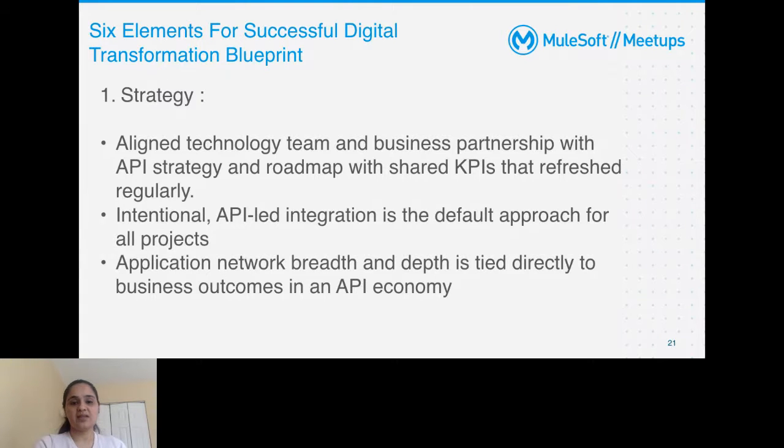Second point is that API-led integration should be the default approach for all the projects. For this, executives need to make it very intentional and mandatory across the organization. That will come into the governance element, but here it also applies the same, that API-led integration or API first approach should be mandatory in the organization. Third point is application network breadth and depth is tied directly to business outcomes in an API economy. So that covers the main points of defining the digital strategy.